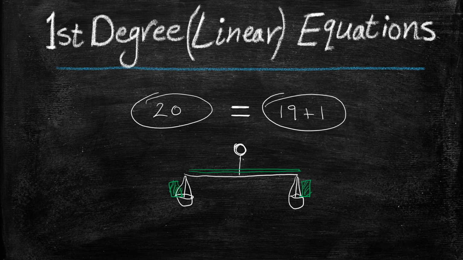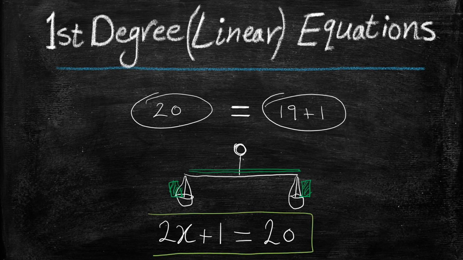As I said, sometimes equations contain unknowns. Look at this one. The left-hand side is 2 times x plus 1. The right-hand side is 20. So this one contains some unknowns. We want to learn how to solve linear equations, or first-degree equations. This is a linear equation, or first-degree equation.